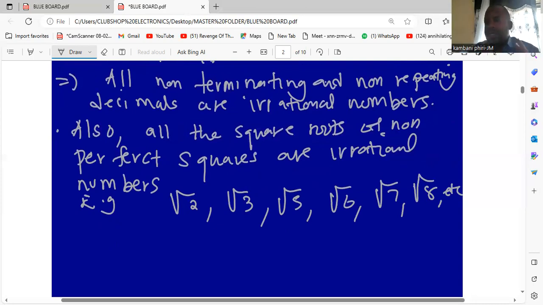Okay, so we know what rational numbers are. We are saying, are we able to express these numbers as fractions? If we are able to do that, then we'll say, all right, we have rational numbers. I hope that is fine.